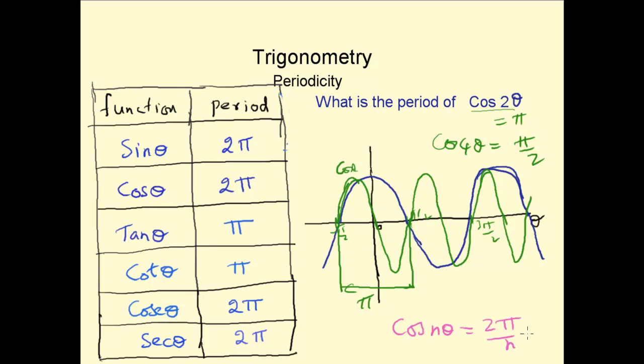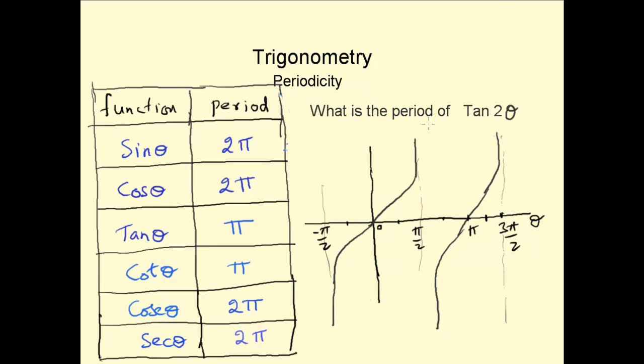Let's see tan theta. We know that the graph for tan theta looks something like this. It goes from plus infinity all the way to minus infinity, between minus pi by 2 and plus pi by 2, and then pi by 2 to 3 pi by 2, and so on. So the period for tan theta is pi, from here to here.